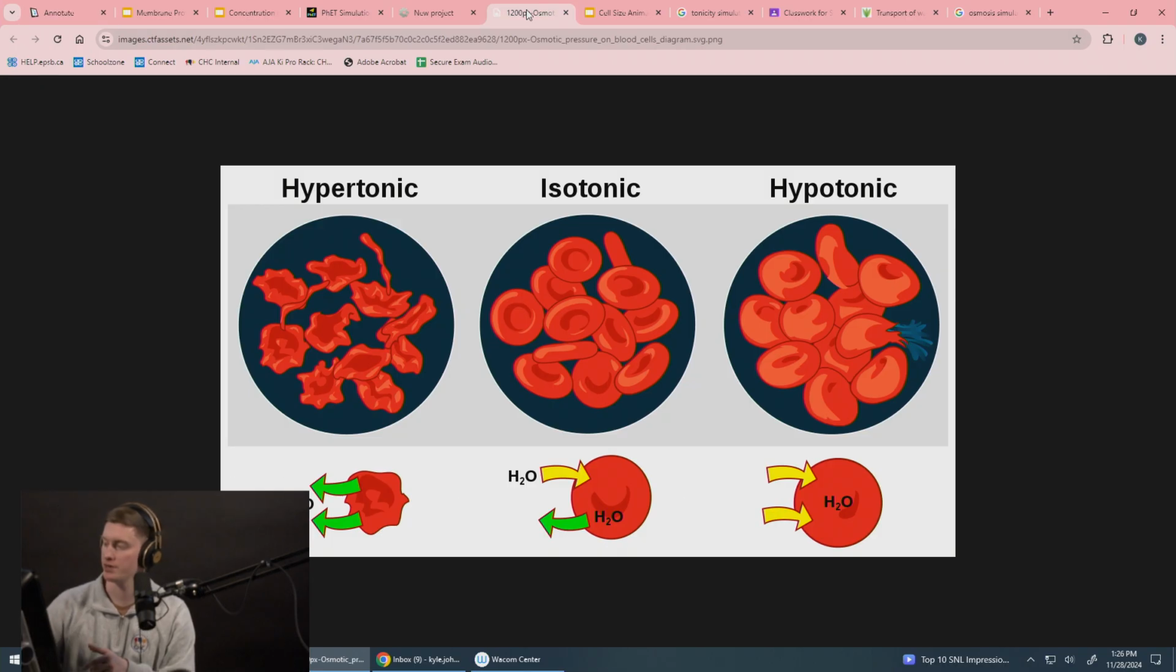I have a picture here. This is blood cells in a hypertonic solution. If the solute can't equalize, then the water will leave the cells to go to the lower water concentration, which means that the cells kind of deflate. The water is leaving, like this.